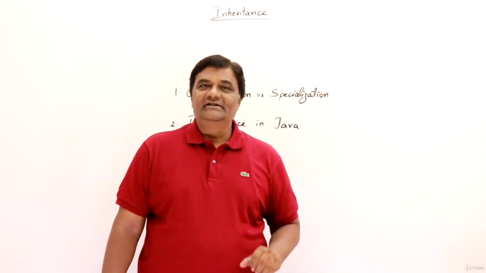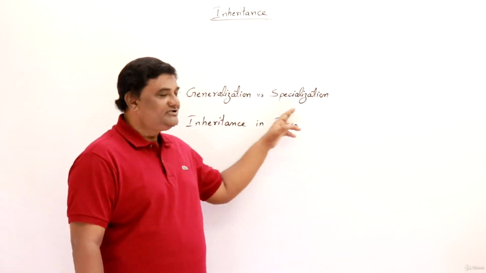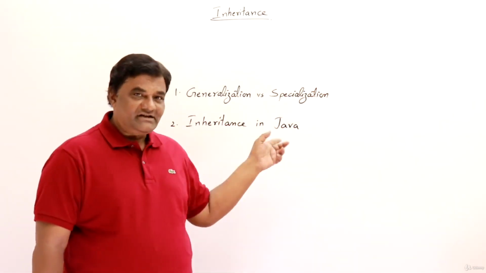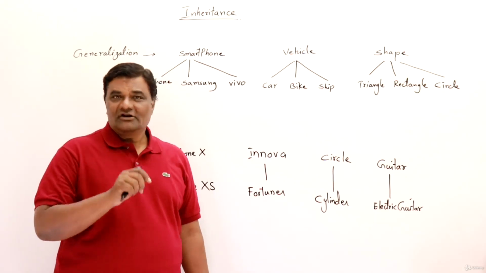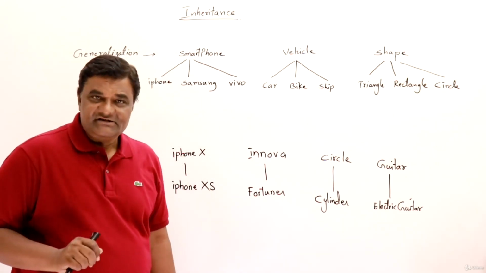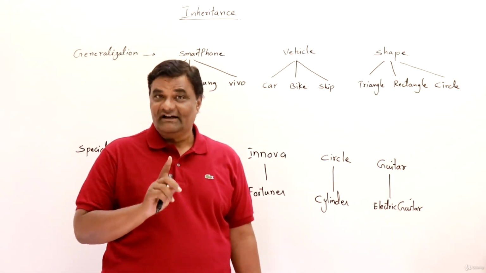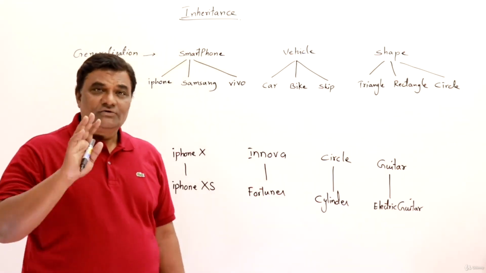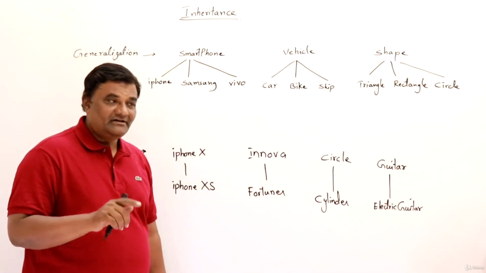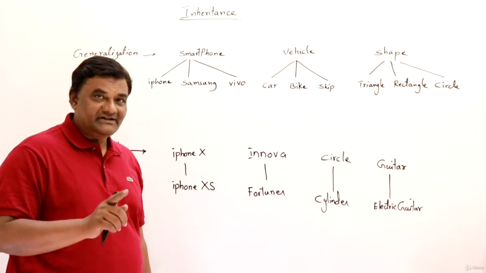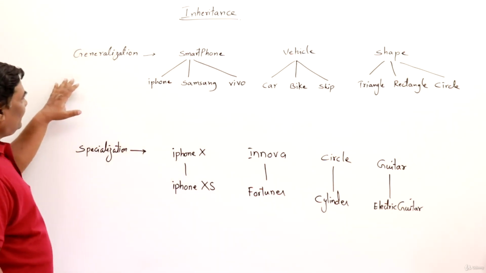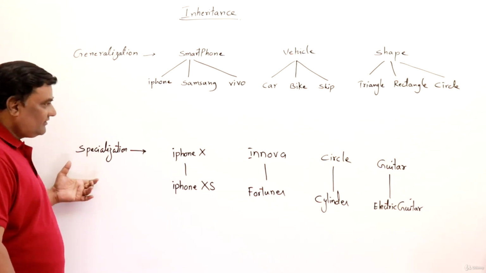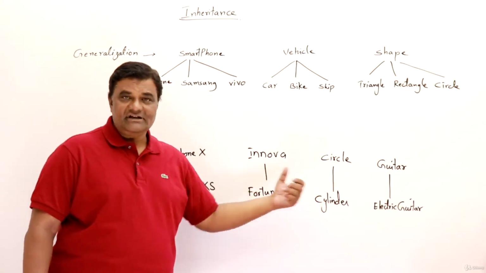Before understanding inheritance, I'll explain generalization and specialization by taking some examples. So let us start. These concepts you must understand clearly to think in an object-oriented way. I have examples here to explain the differences between generalization and specialization. Here I have the examples for generalization and here for specialization, right?